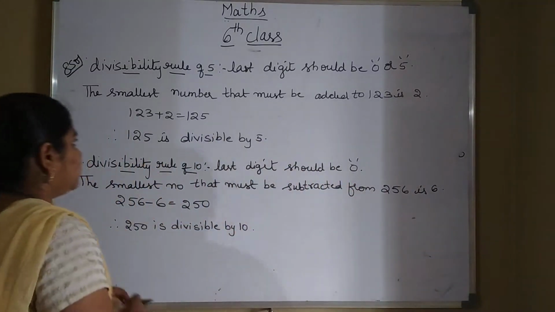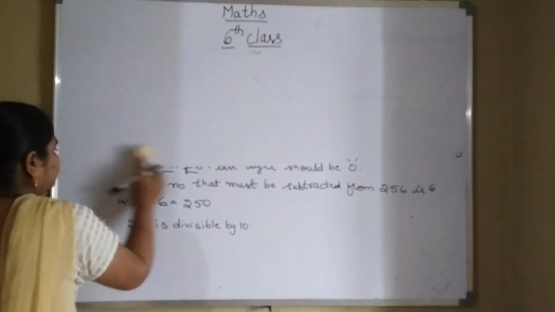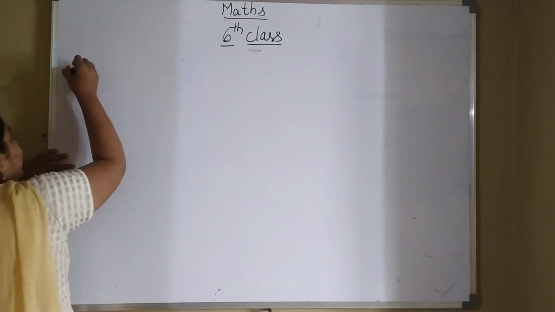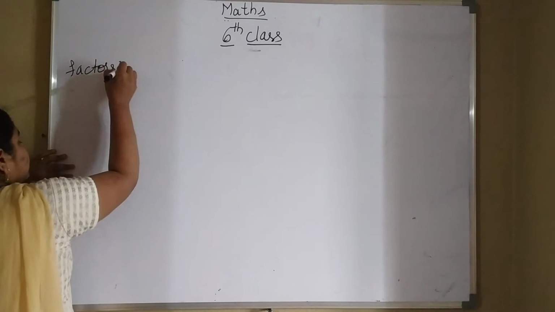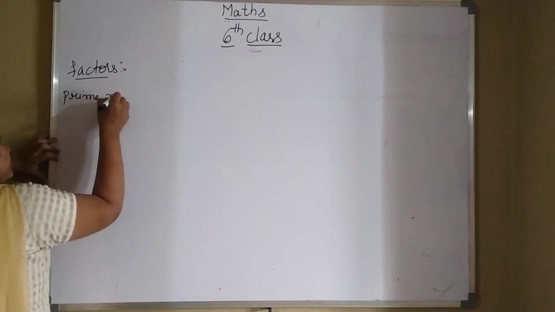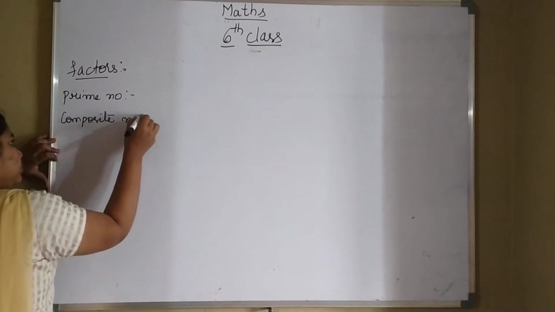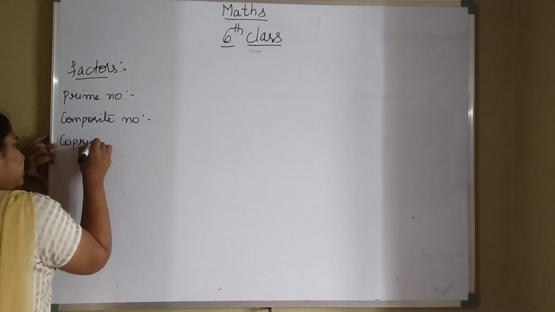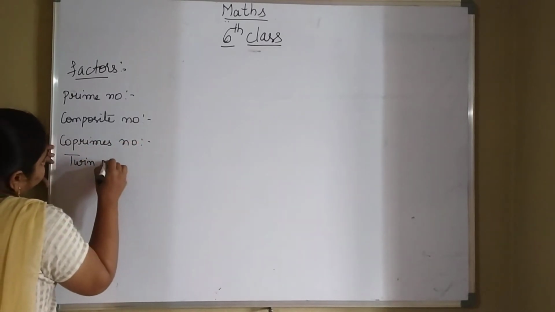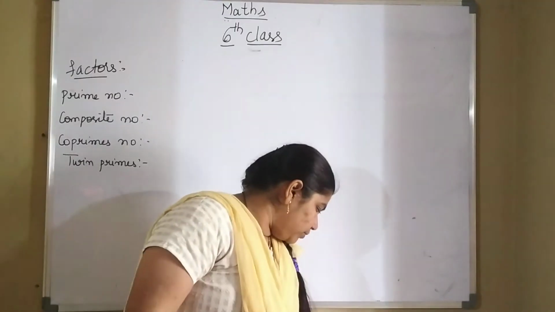So first is factors. So what do you mean by factor? So what we are learning now? We are learning about factors. What are factors? Which numbers we will call as factors we will learn. And we will learn what are prime numbers, what are composite numbers, what are co-prime numbers, and also what are twin primes we will learn now. Okay, so first factors. What do you mean by factor?